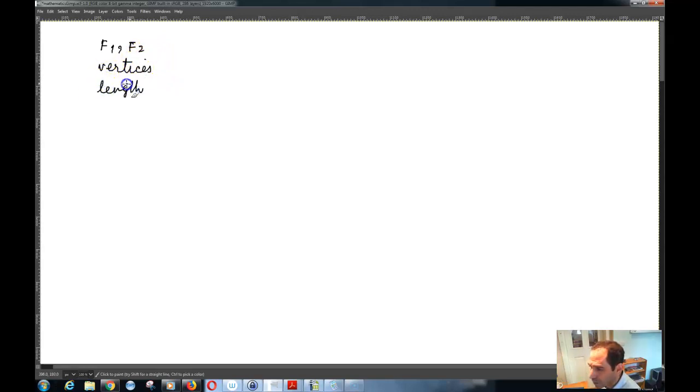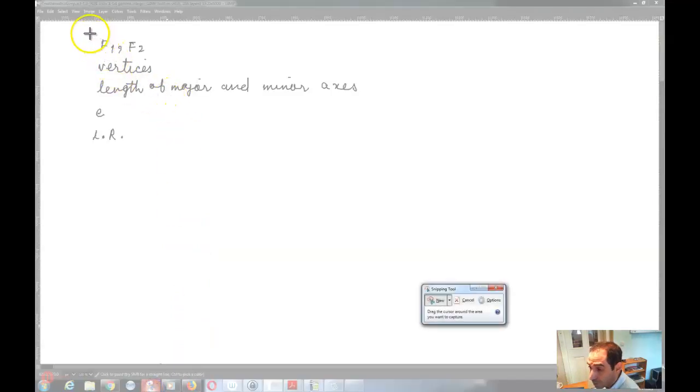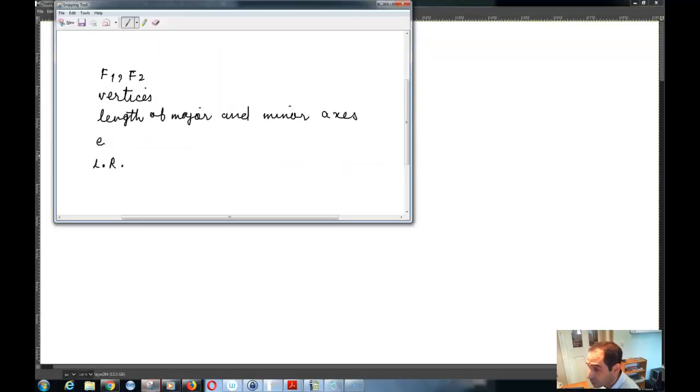You want to find the length of the major and minor axes. You want to find the eccentricity, or e, and you want to find the length of the latus rectum of your ellipse. So these are the things that we want to find out here. I'll make a screenshot here.